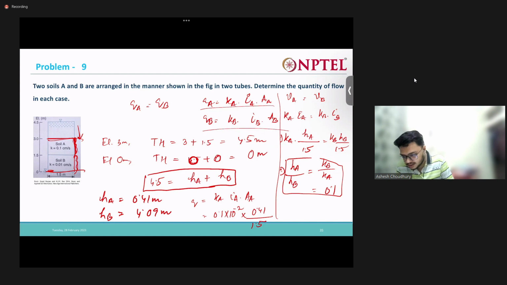Into the area. So area is 1.5 I am considering, then the other direction is actually 1 I am considering. So into 1. If I solve this, I will get 4.1 into 10 to the power minus 4 meter cube per second. So this is going to be my flow.